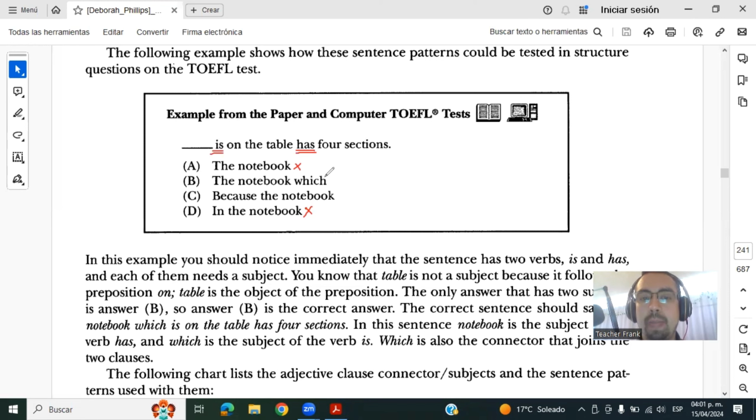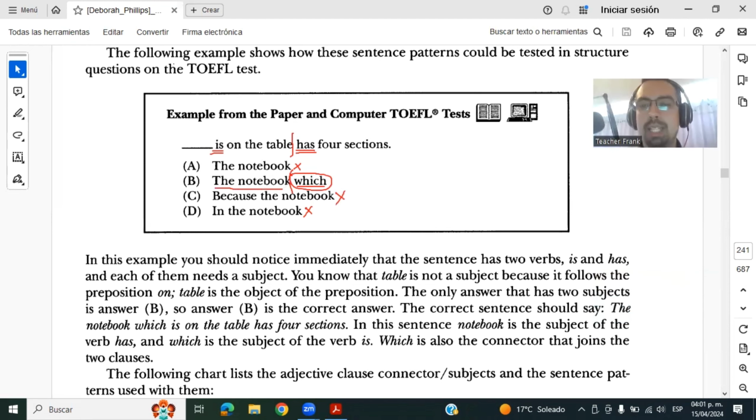Okay, so in this case, let's remember that we are going to use a connector, but the connector is also going to be my subject. So in this case, which is on the table is going to be my adjective clause. And the original sentence is the notebook has 4 sections, right? So specifically what notebook? The notebook which is on the table. Because the notebook would be incorrect because, well, it doesn't make sense, but more than that, because isn't a connector that can be a subject and a connector at the same time, right?